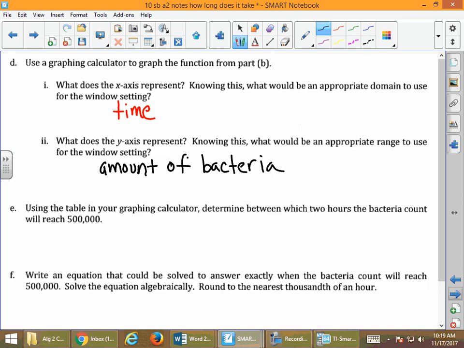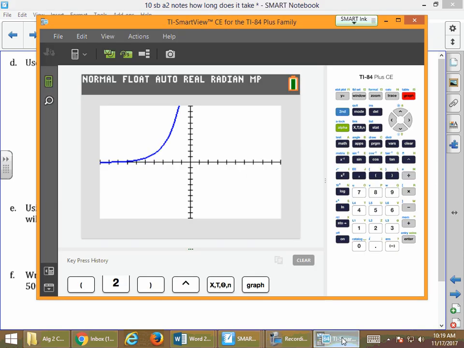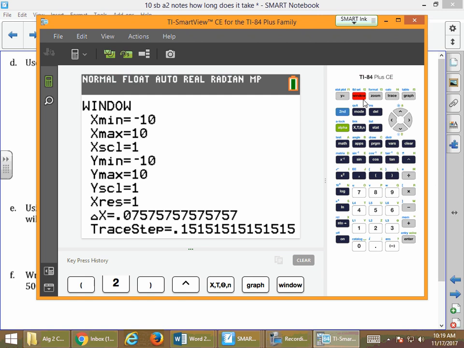What I want to talk about for a couple minutes here is the window on this problem, because it says on part I, knowing this, what would be an appropriate domain to use for the window setting? And so what I told you before is that I sit down at the kitchen table and I just play around with it till I find something that's going to work for me. The window on your calculator is here.